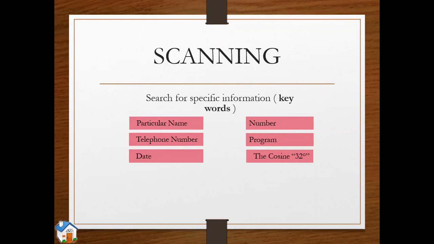So scanning is hitting the keywords, and those could be numbers, dates, telephone numbers, or particular names. Like, you are reading a passage about the telephone, and the question is, who invented the telephone? Then you go and see where the name of the inventor is written in the passage, you hit that and choose the answer or write it down. So scanning is looking for specific facts and information.